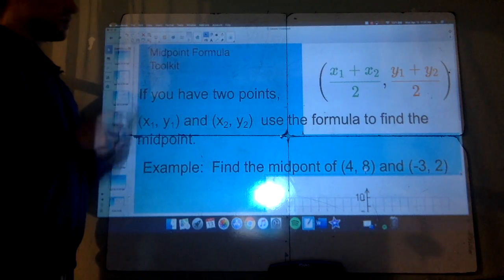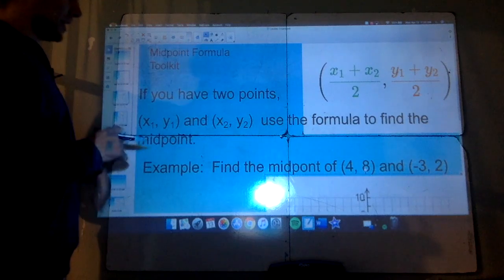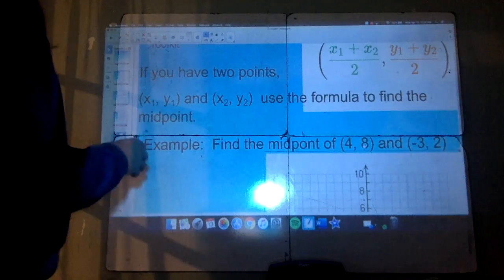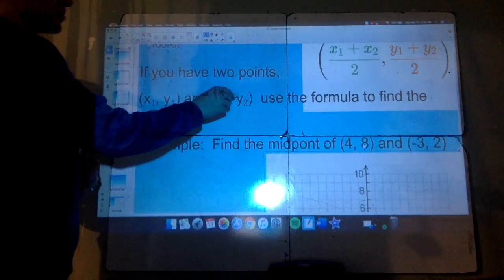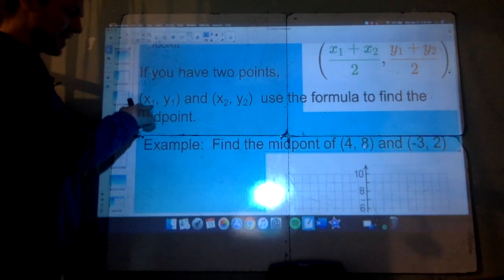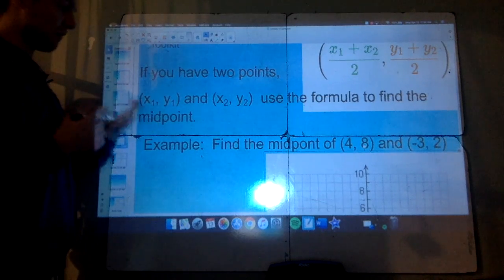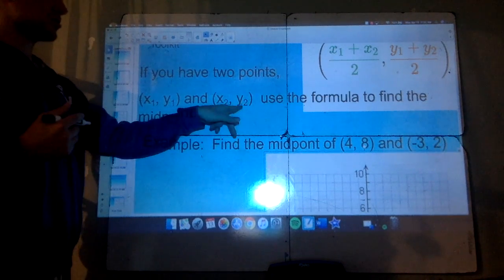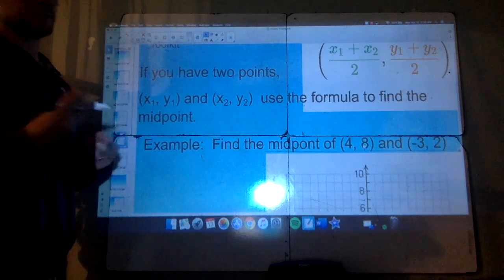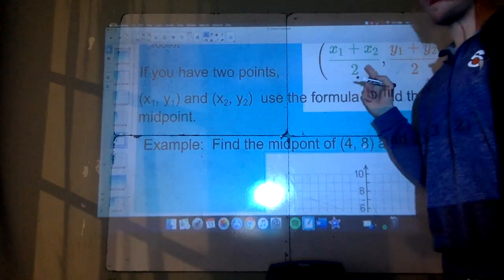So we have this thing called the midpoint formula. I want you to take some formal notes on this in your toolkit. If you have two points, x1, y1, and x2, y2, use the formula to find the midpoint. It's important to know that x1, y1 just means the first x value and the first y value of the first point. x2, y2 means the x value of the second point and the y value of the second point. That's all that means. And then we have this midpoint formula up here.